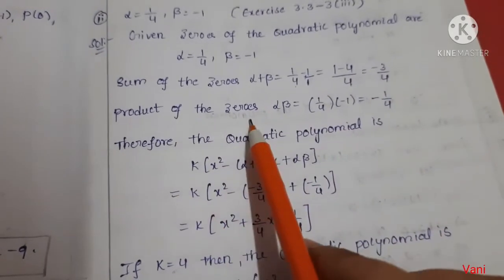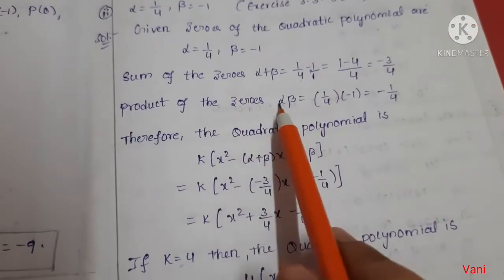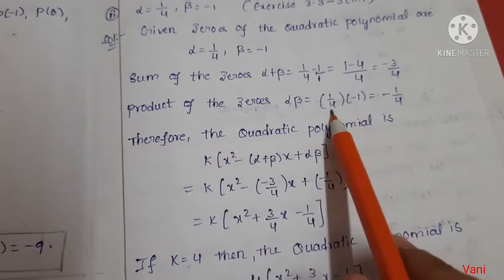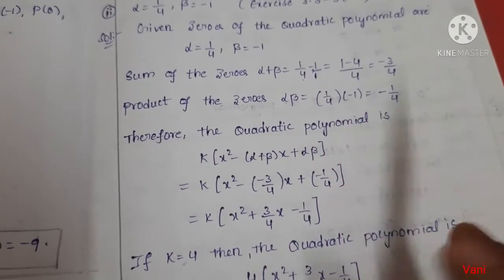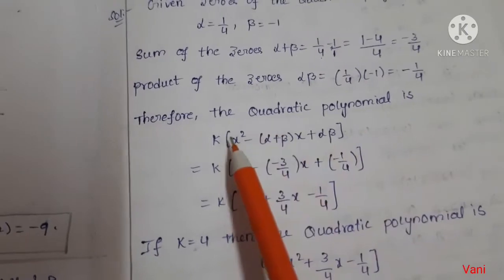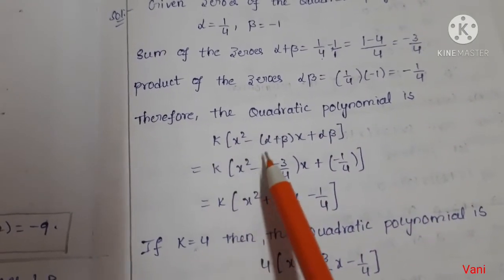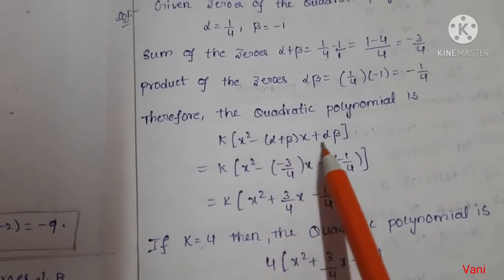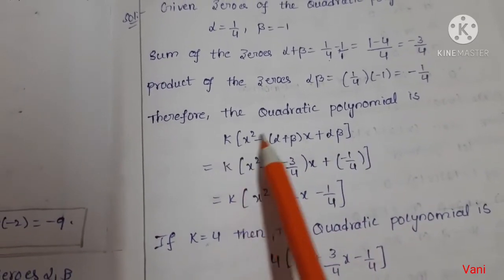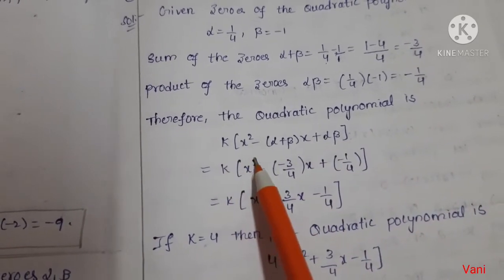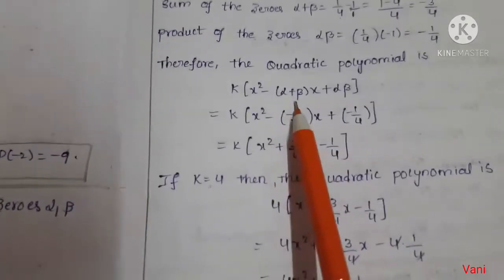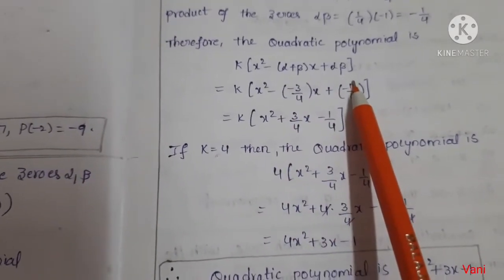In the same way find out the product of zeros. Alpha value 1 by 4, beta value minus 1. 1 by 4 into minus 1 gives minus 1 by 4. Next, therefore the quadratic polynomial is k of x square minus of alpha plus beta into x plus alpha beta. So write the quadratic polynomial formula: k of x square minus of alpha plus beta into x plus alpha beta.